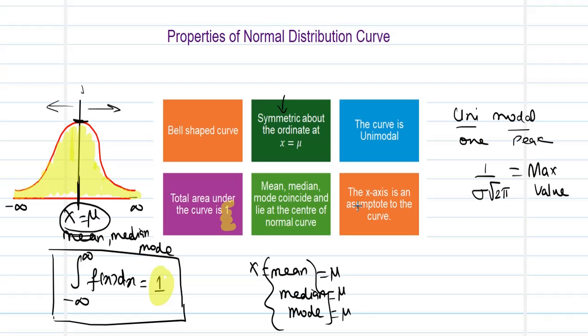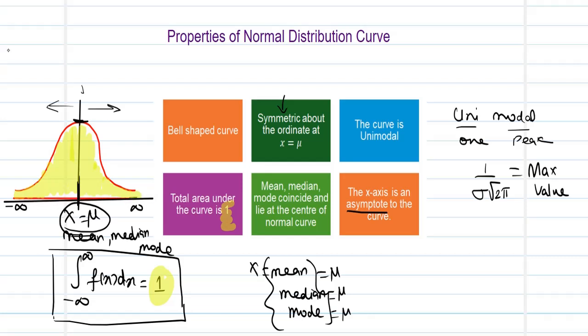Next comes the point that the x-axis is an asymptote to the curve. I don't know whether we have come across the word asymptote in your lower grades. A curve that meets the other curve at infinity is called an asymptote. So what happens over here? The x-axis is going to be the asymptote. So which is our x-axis? This is going to be our x-axis.